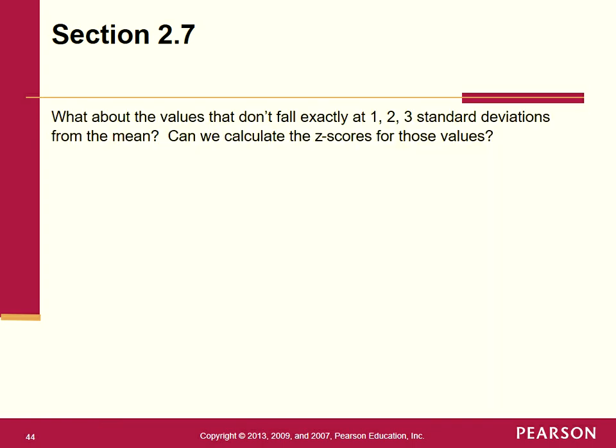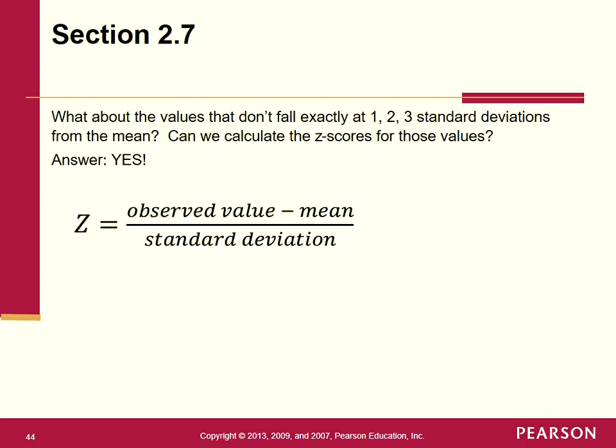What about the values that don't fall exactly at 1, 2, 3 standard deviations from the mean, which plays into the empirical rule? Can we calculate the z-scores for those values? Well, yeah. If I ask you the question, then probably the answer is yes, right? Silly question. So yes, we can, and it's a simple little formula.